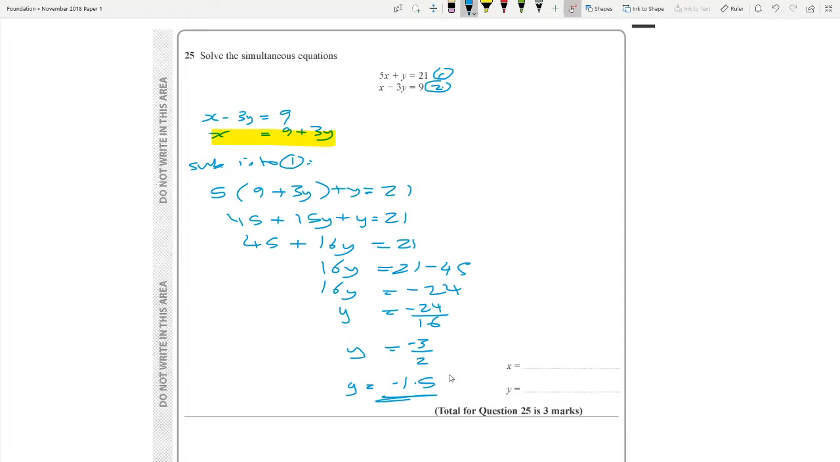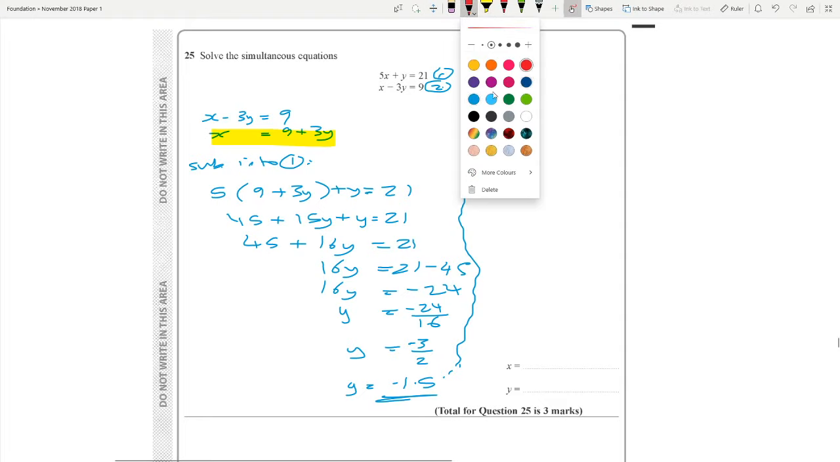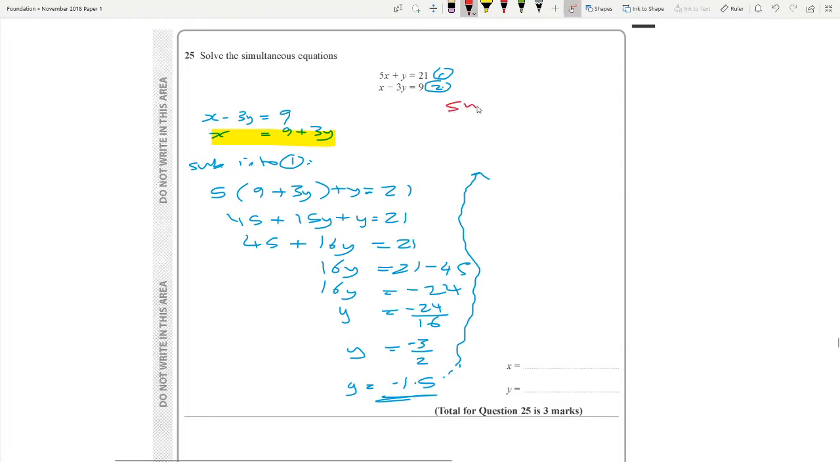Now that we've got what y is, I'm going to go all the way up, back here. I'll use a different color as well. We're going to substitute into, so we've got y equals minus 1.5. I'm just going to do it in the top, into equation number 1. Now it doesn't matter which equation you use, I'm just going to use equation number 1.